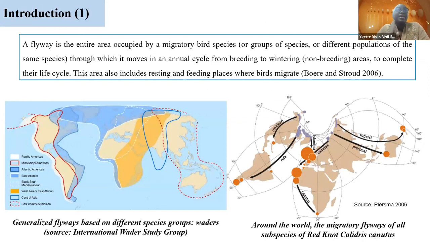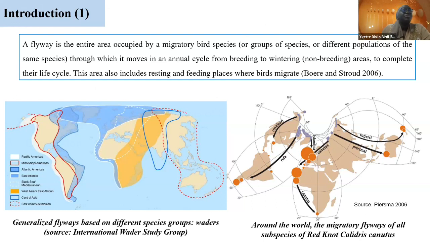A flyway is the entire area occupied by a migratory bird species, or group of species, or different populations of the same species, which it moves through in an annual cycle from breeding to wintering areas to complete their life cycle. This area also includes resting and feeding places where birds migrate.